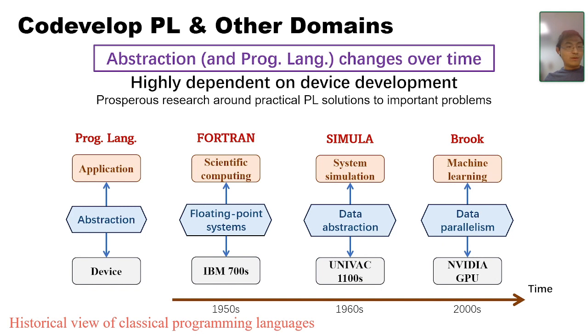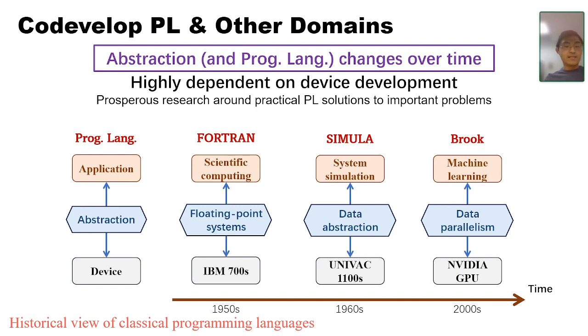Then I want to move to a more historic view. Along with the hardware development, abstractions and programming languages will change over time, and this shift is highly dependent on the evolution of the devices. For example, Fortran was designed in the 1950s when the IBM 700 series came out with hardware floating point implementation.